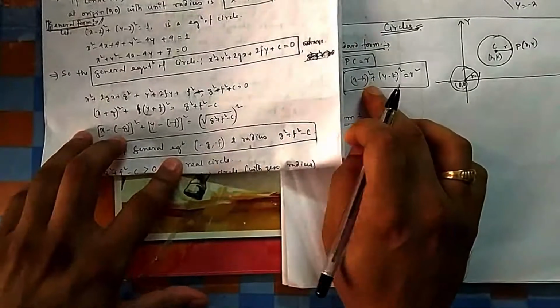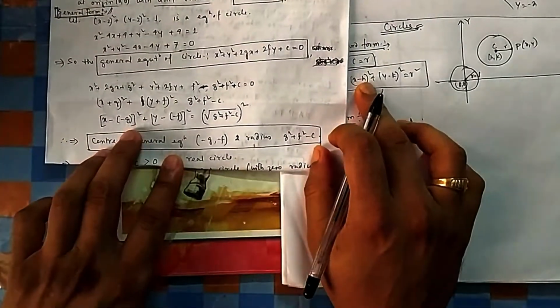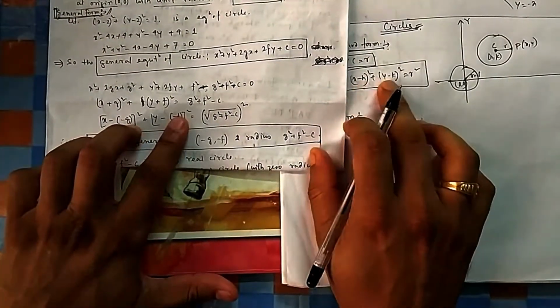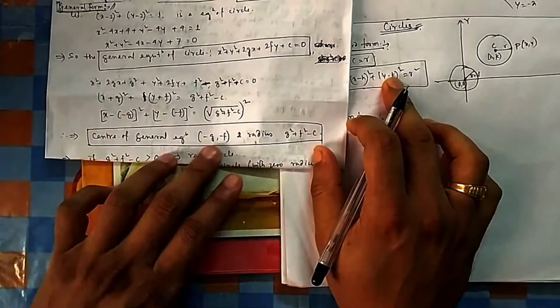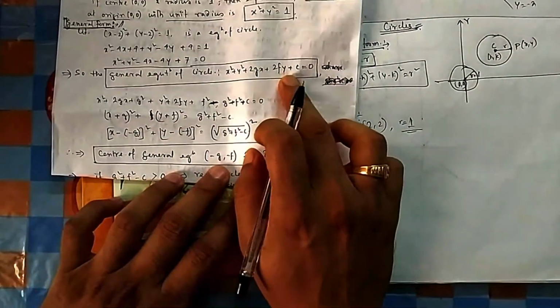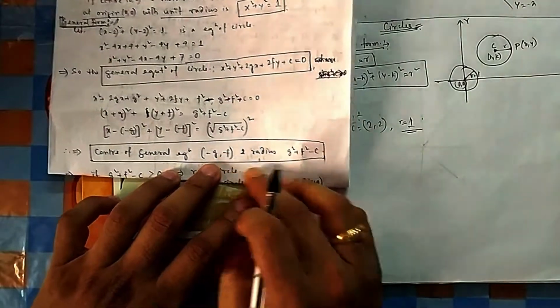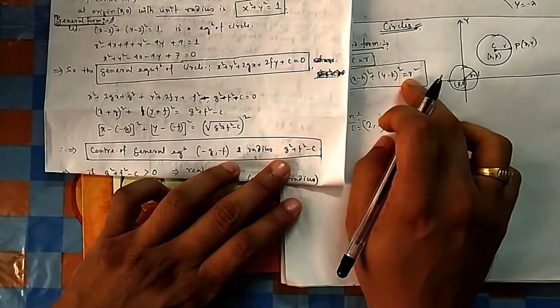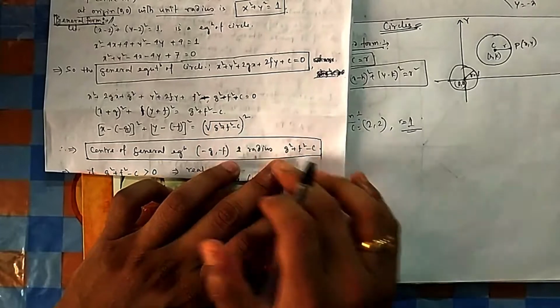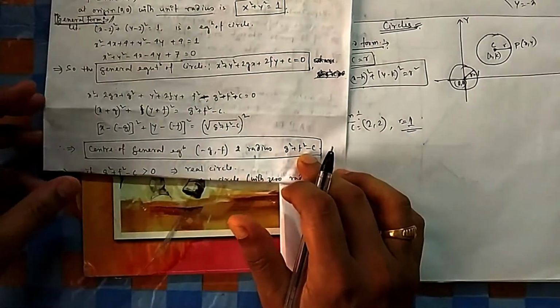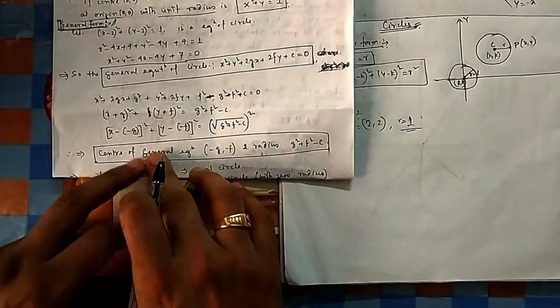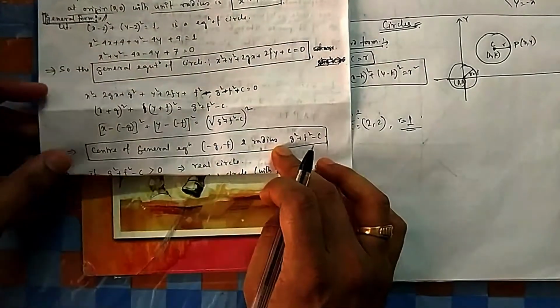So you compare with your standard equation. What is your center? The center will be (-g, -f); in place of (h, k) it is (-g, -f). So if this format is given, you can directly write the center of this circle. And the radius: this side is r², so r is the square root of g² + f² - c. So by seeing this general form, you can directly write your center and radius.